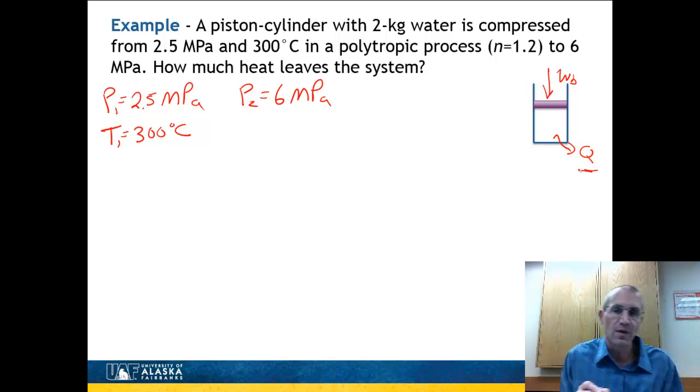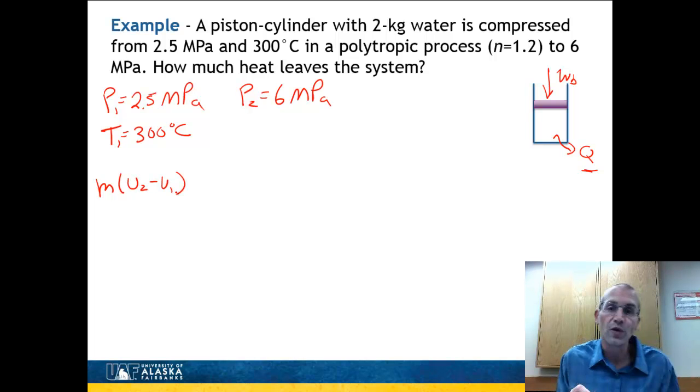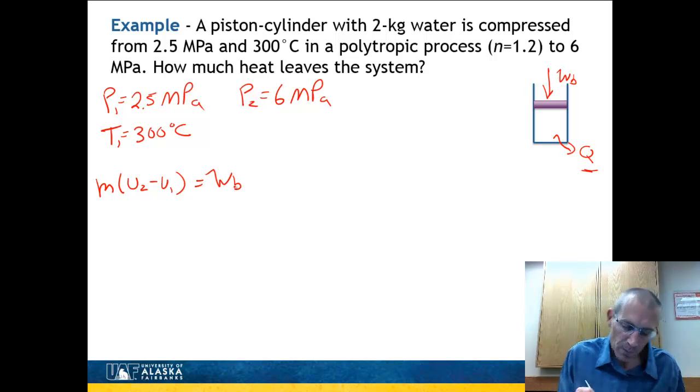So I'm asked to find this value of Q. And so let's write our first law energy balance. That's going to be the key here. m(U2 minus U1), the change in the system's energy, is the energy that goes in. So the arrow pointing in here is the boundary work, and the arrow leaving is Q.